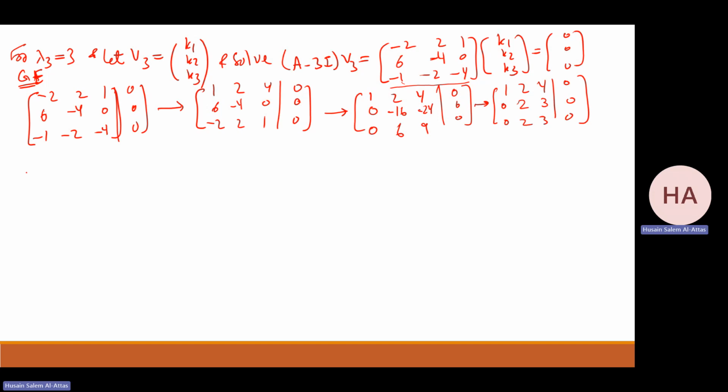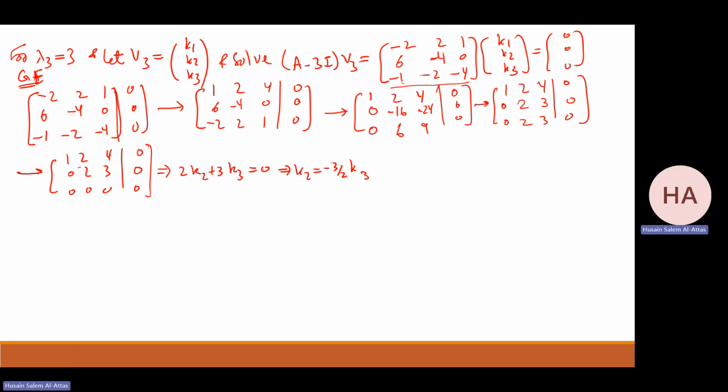Getting it, class? This is very clear. I have 1, 2, 4. This is 0, 0, 2, 3, 0. 0, 0, 0, 0. Multiplying by minus 1 and adding it to the third row. So I have from here 2k2 plus 3k3 equals 0. So k2 is minus 3 over 2 k3.